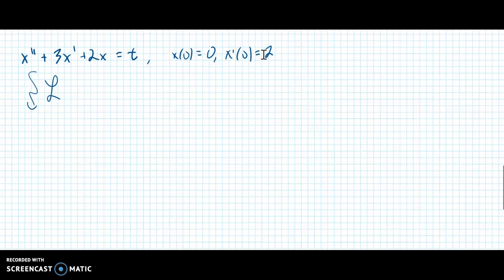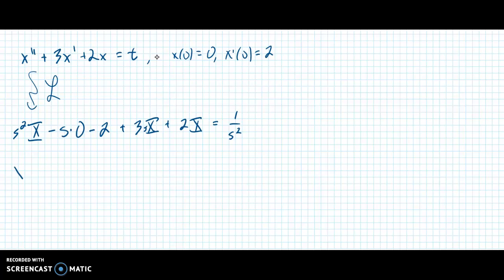So let's Laplace this thing. When I Laplace it, I get s squared big X minus s times x of 0. Sorry, x of 0 is 0, minus x prime of 0, which is 2. And then plus the Laplace of the 3x prime gives me 3 big X with an s on it. And then there's no x of 0. It's 0, so I don't have to subtract anything. Plus 2 big X equals the Laplace of t, which is 1 over s squared.